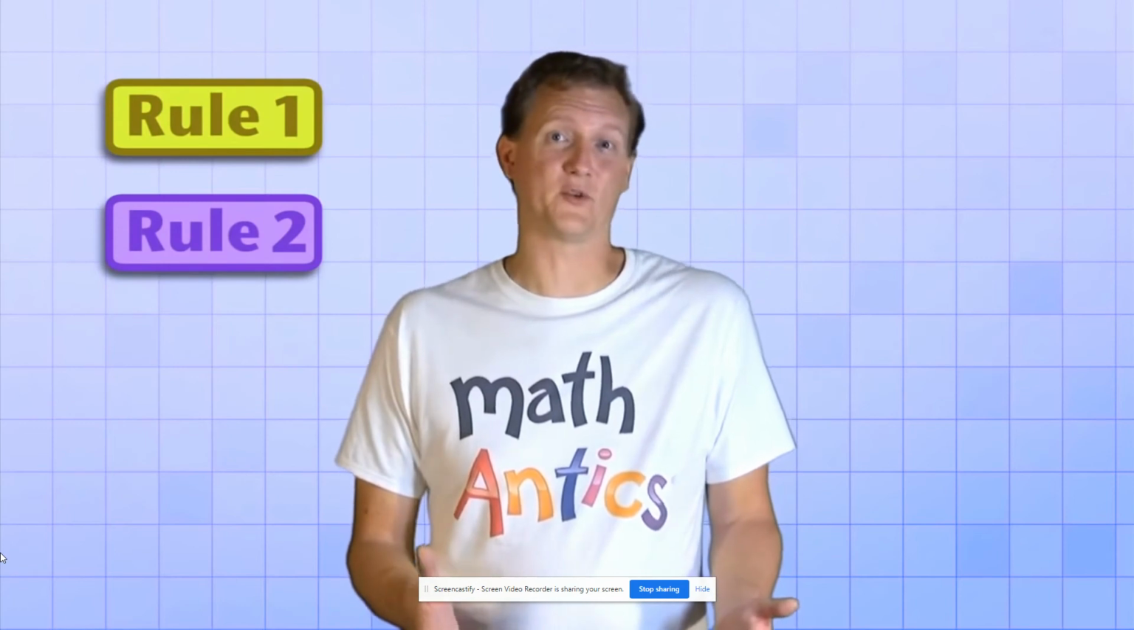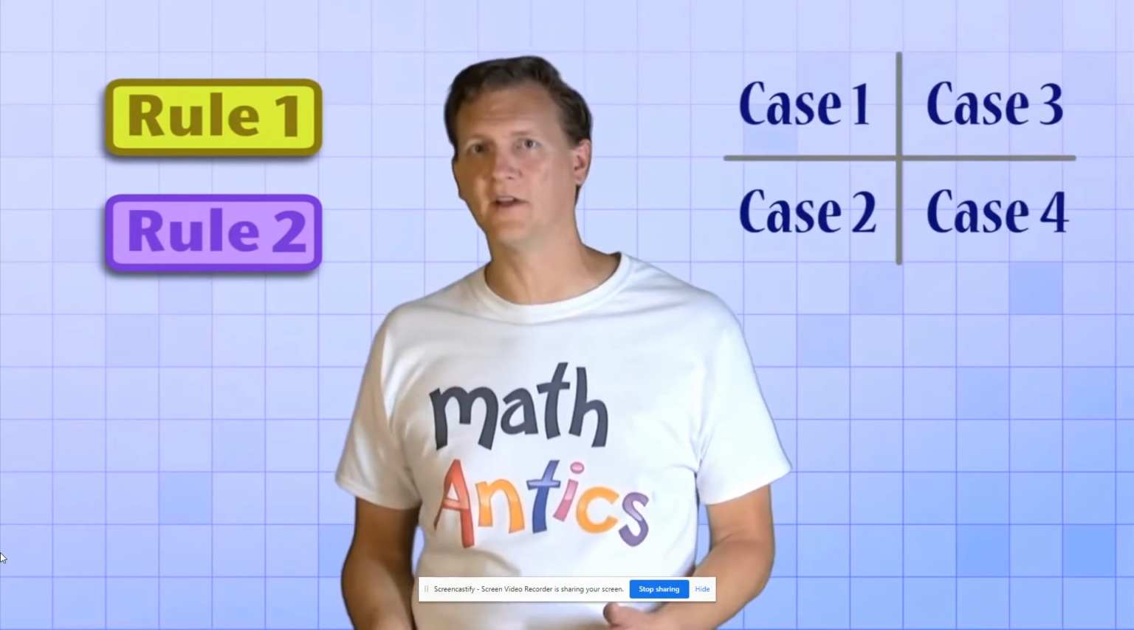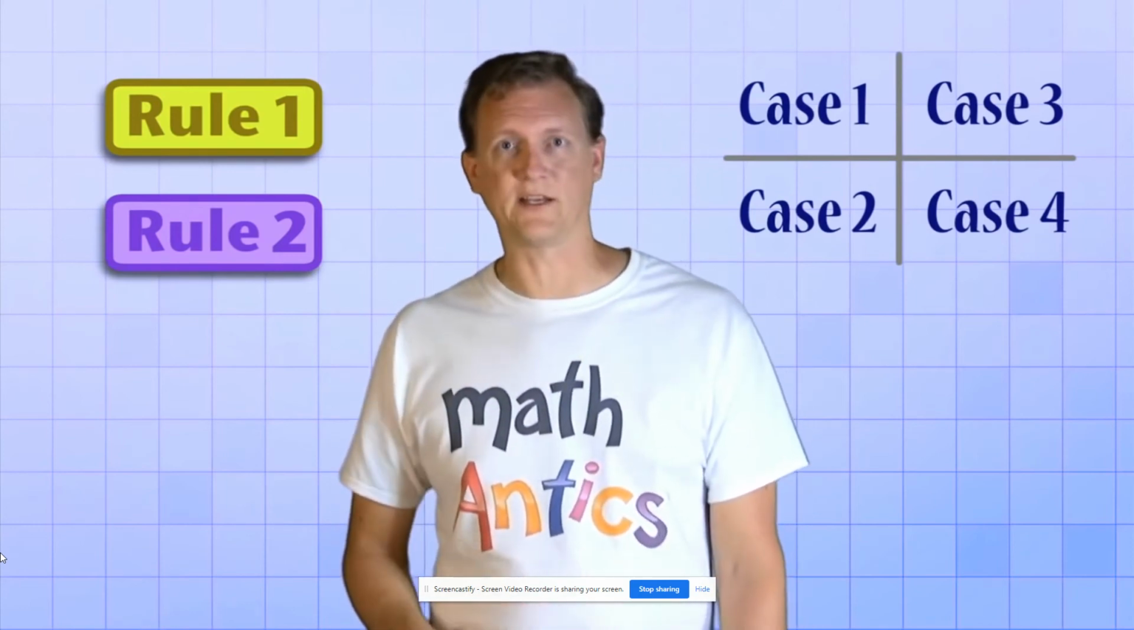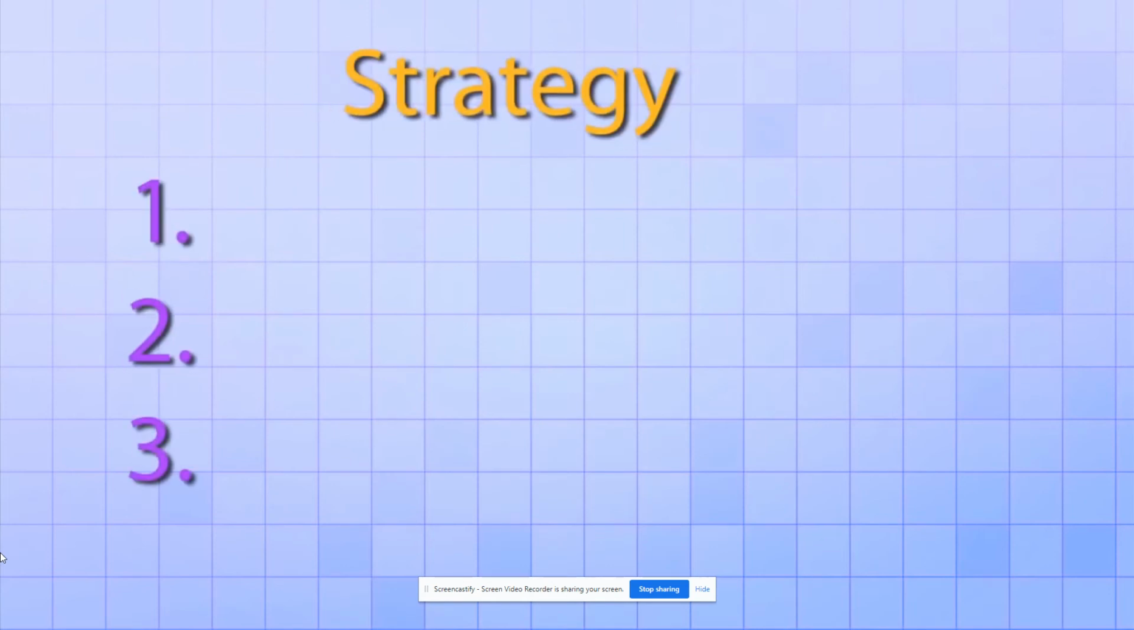Okay, now that we've learned our 2 rules and we've seen that there's really just 4 types of problems or 4 different cases that you'll need to solve, I want to give you a basic strategy that will help when you're adding or subtracting integers. This strategy involves asking 3 simple questions.